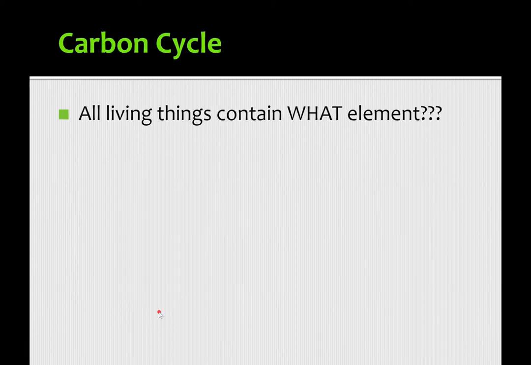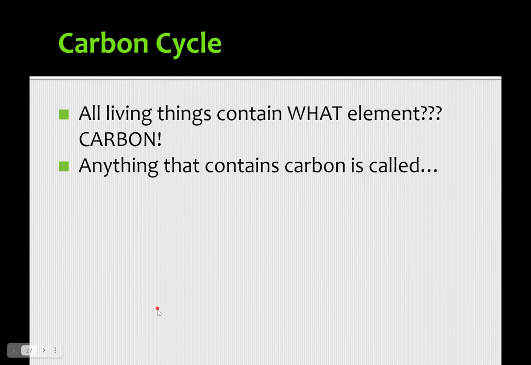Perfect. So down at the bottom of these notes, we're going to take a look at the carbon cycle. All living things must contain carbon. Right? We've talked before about our macromolecules, CHO, CHON, CHOMP. So we know all living things contain carbon. And anything that contains carbon is called organic. So carbon-based life forms, we are organic.